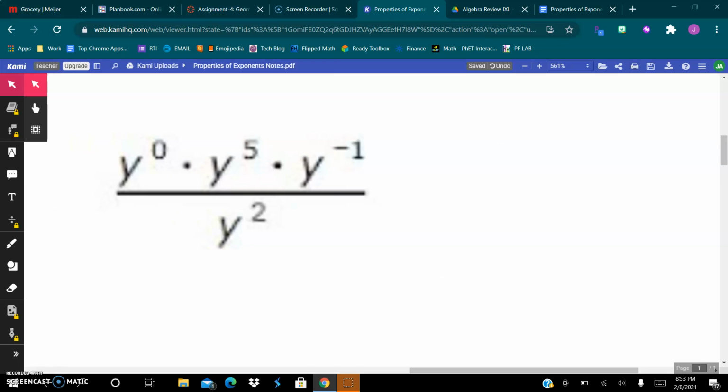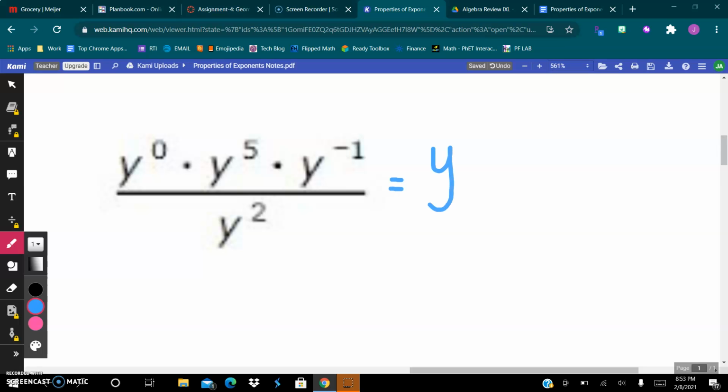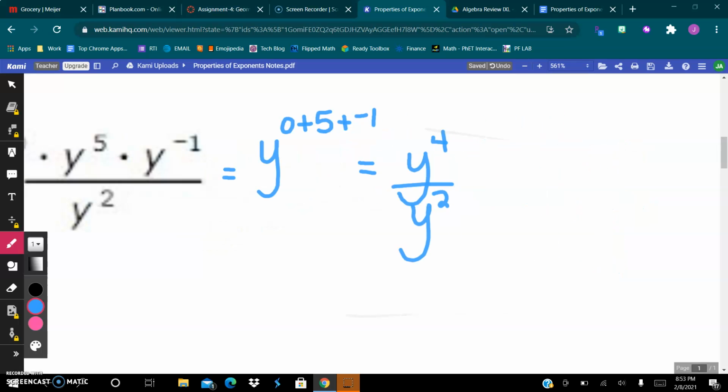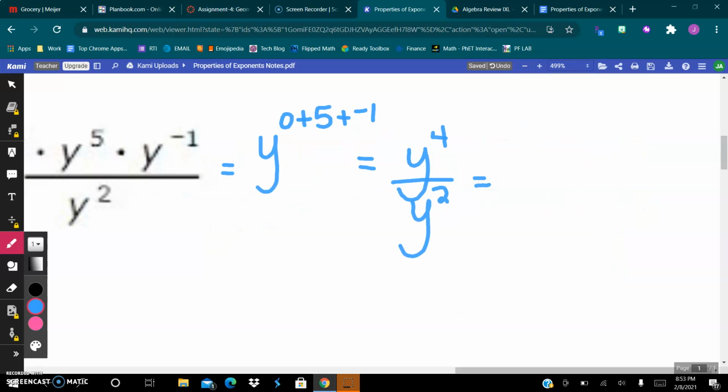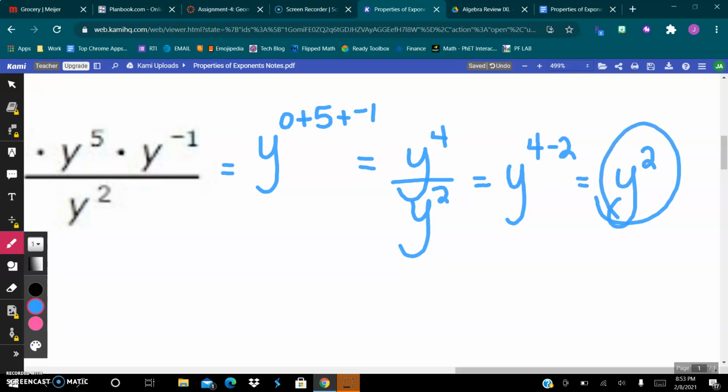When we have division, the rule is subtract, but in this case, we have to simplify the numerator first. So we have to add the exponents. They're all y's, so we can add all three of those exponents together. So the numerator is going to be 5 plus a negative 1 would be 4, and then we have to divide that by y squared. So the rule is to subtract when it's the same base. We can subtract the exponents. So the answer to this is y squared.